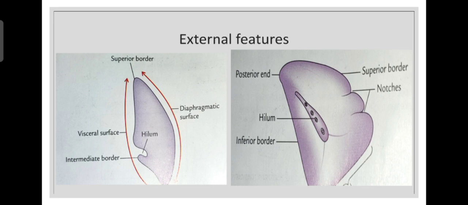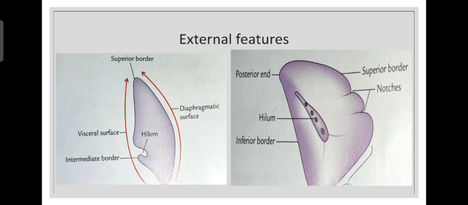Then colic impression. Colic impression is present on the anterior end, because it is located near the left colic flexure, which is also called the splenic flexure, as the transverse colon comes and here continues as the descending colon. So there will be a curve, that is a flexure of this colon, present near the spleen. So it is called the splenic flexure or left colic flexure. So the impression here is the colic impression.